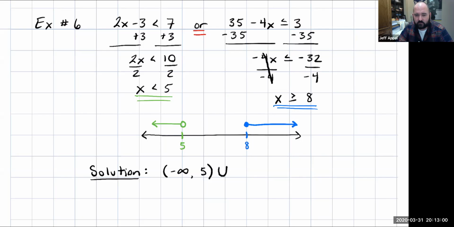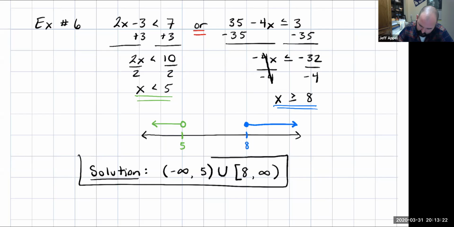And then this graph, the blue graph, it picks up again at 8. Now at 8, do we have a parenthesis or a bracket? Because of the closed circle, that's going to tell us there's a bracket there. And then the blue graph heads on all the way out towards infinity. And there is our solution.